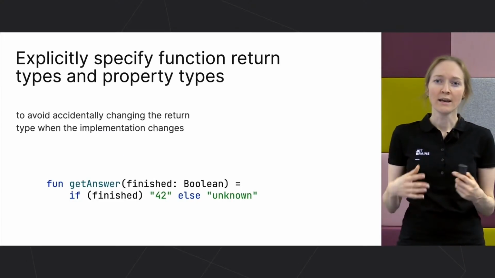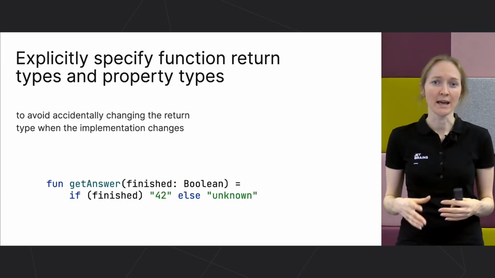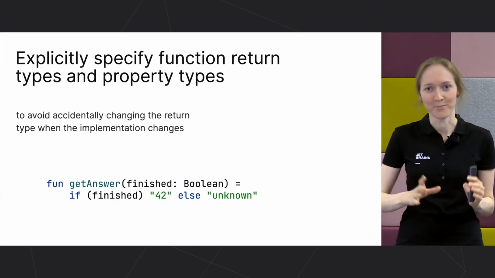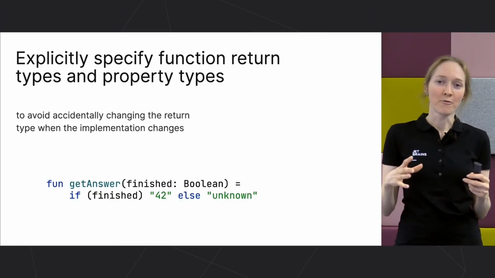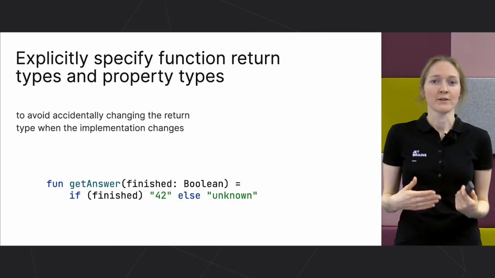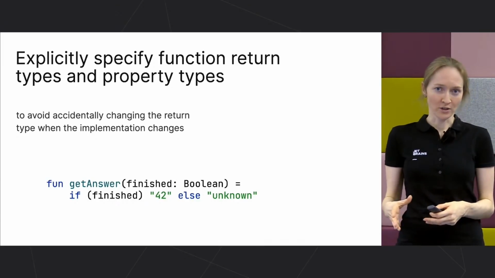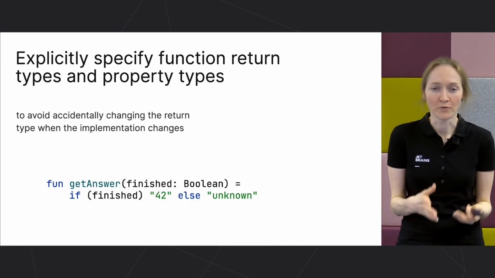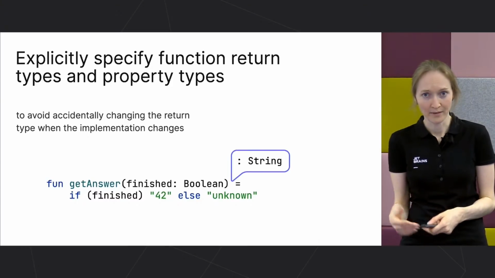Another recommendation is to specify function return types and property types explicitly. For a similar reason, to prevent breaking the code by accident. For example, you define the getAnswer function and allow the Kotlin compiler to infer its type, it's string.